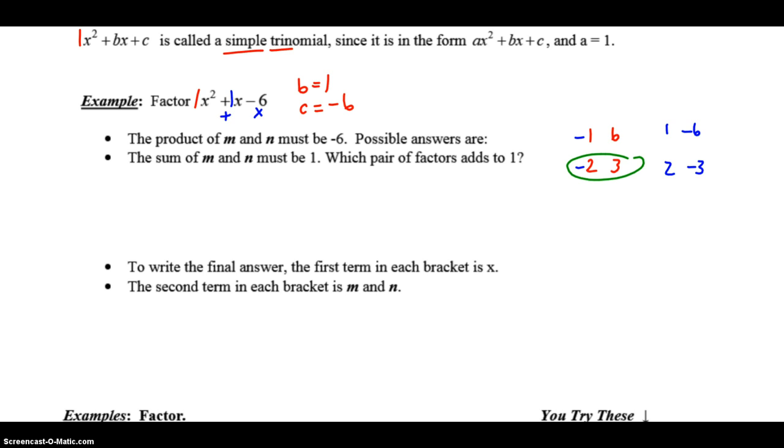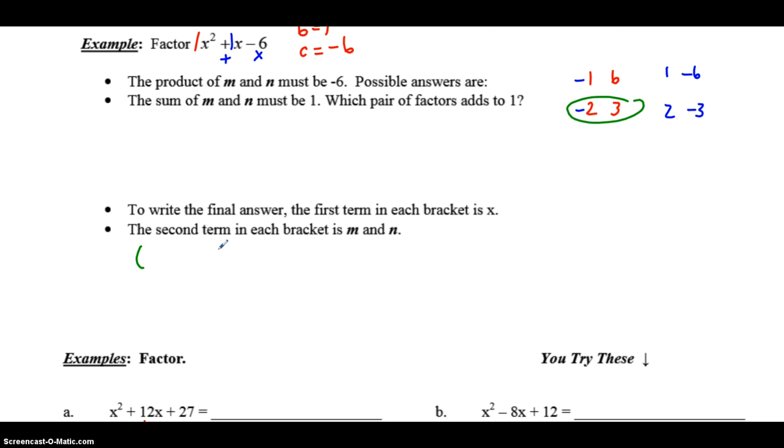So to write the final answer, you're going to open up two brackets, and each bracket in a simple trinomial factor has to start with x, because as we know from all the previous FOIL examples, x times x is what gives us that x squared. The other two pieces of the brackets are your m and your n. So in this case, one of my variables here is negative 2, and the other one is positive 3. It doesn't matter which one goes where. I could put x plus 3 and then x minus 2, that's fine. But that's all there is to it. So the toughest piece is finding those two magic numbers to make it work.